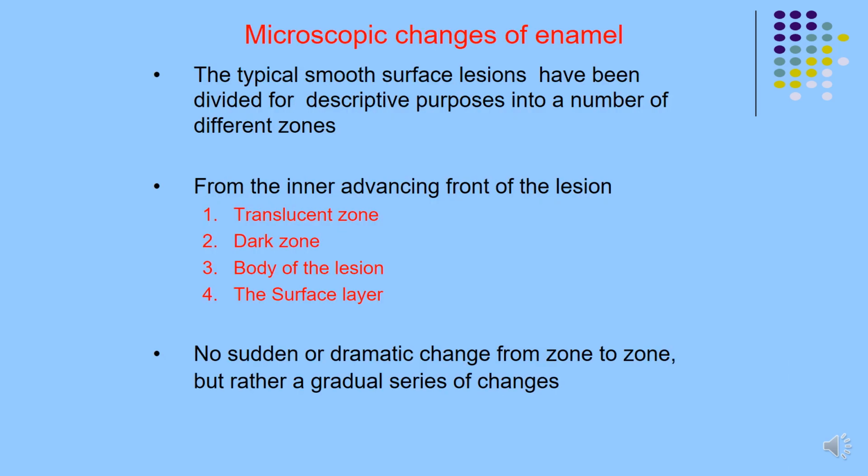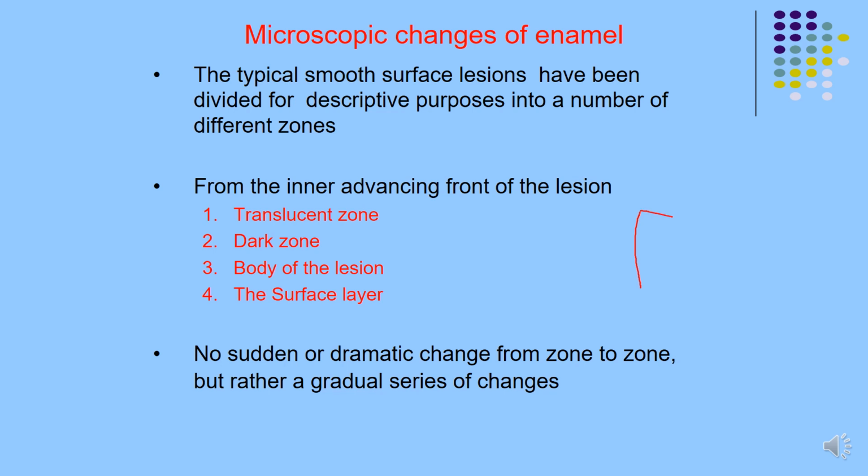Okay, so now let's discuss the microscopic changes of enamel. The typical smooth surface lesions have been divided for descriptive purposes into a number of different zones. Now the most important thing for you to remember is that when we're talking about the zones, we're talking about them from the inner advancing front of the lesion. What does that mean?